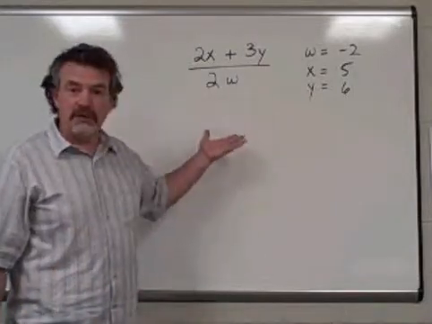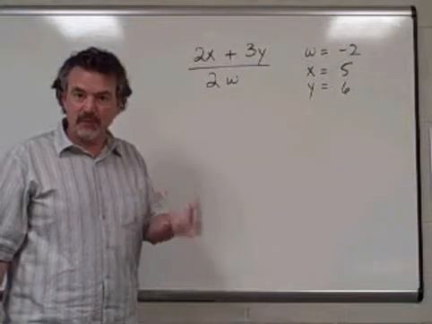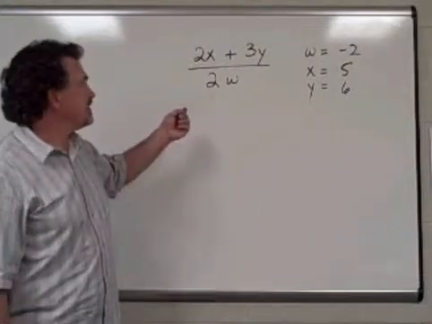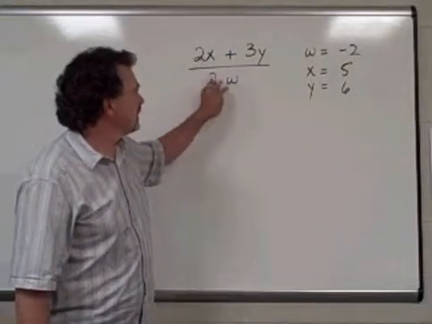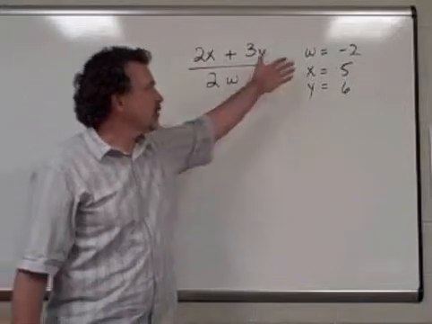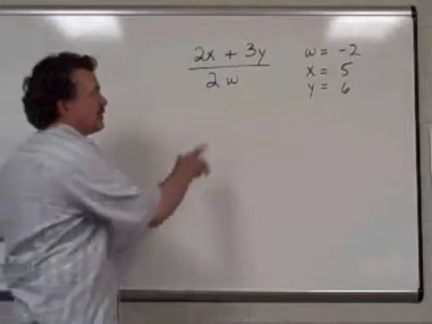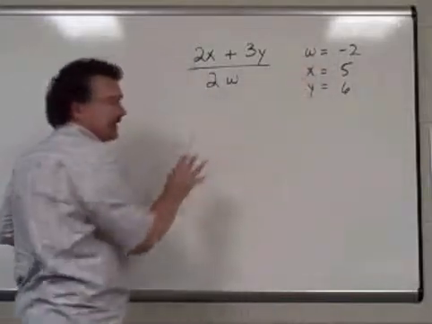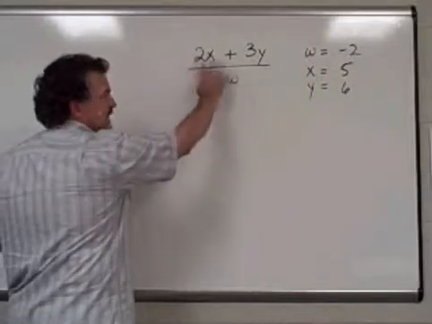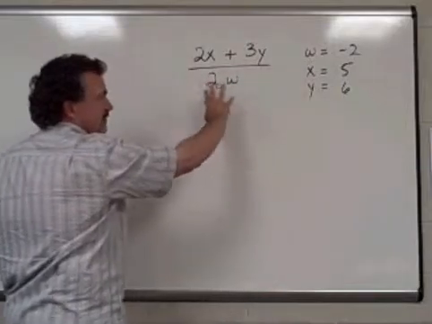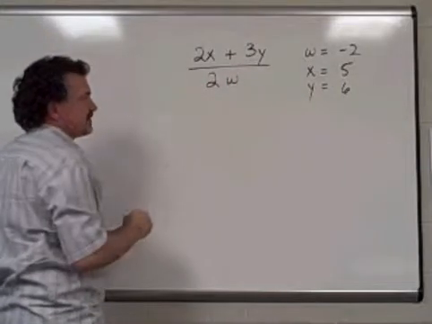When we evaluate algebraic expressions, step number one in our procedure is to replace the letter in the expression with the numbers that have been given for that letter. So wherever there's a W, I'm going to put -2. Wherever there's an X here, I'll put 5. Wherever there's a Y, I'll put 6.